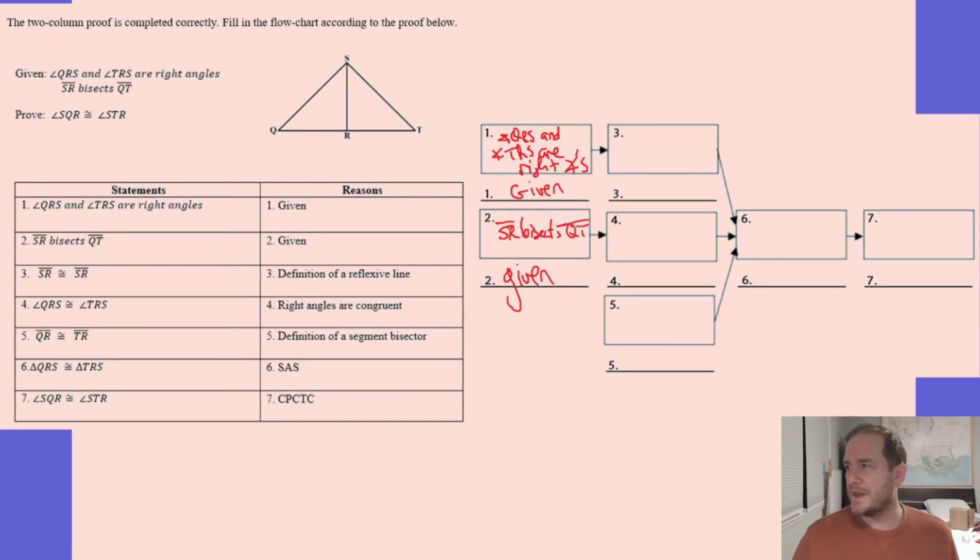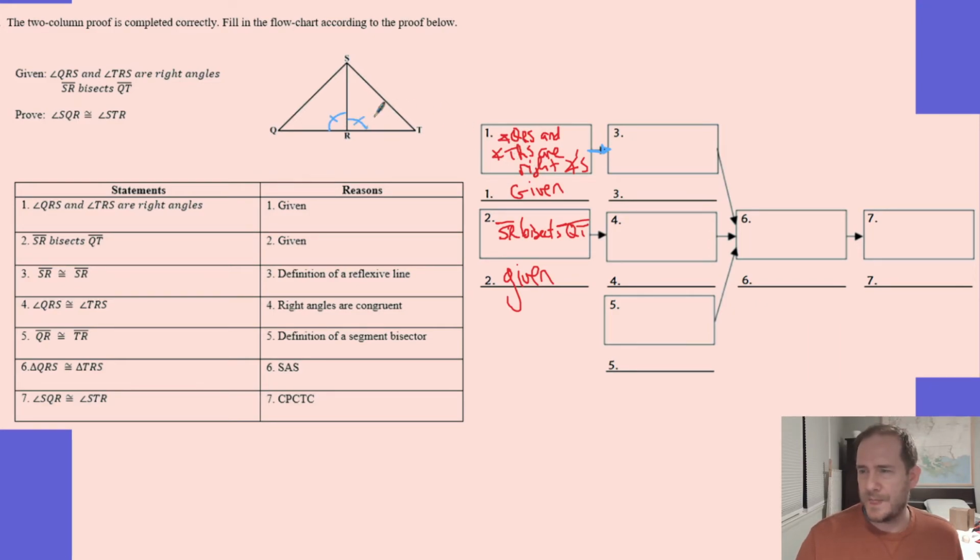That's given. Now the next one says SR is congruent to SR. You're probably going to be tempted to just take what's on line 3 and put it into box 3, but don't do that. Because remember, we've got this arrow here between box 1 and box 3. That means that whatever you put in box 3 has to come directly from box 1. So if you read a little further down, and if you look at the diagram, it says angle QRS. That's this angle here. And TRS.